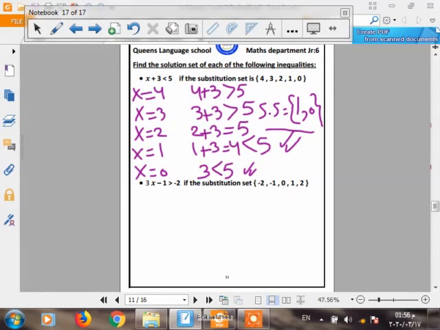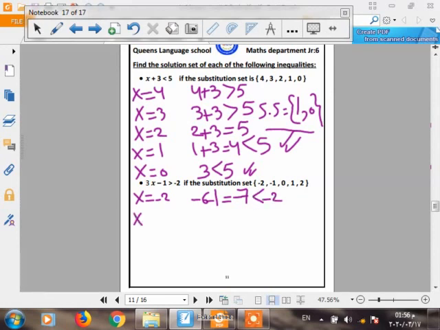Next example, 3x minus 1 greater than negative 2. The substitution set is negative 2, negative 1, 0, 1, 2. I'll check if x equals negative 2. 3 times negative 2 equals negative 6. Negative 6 minus 1 becomes negative 7. But negative 7 is less than negative 2. It cannot be in the solution set.